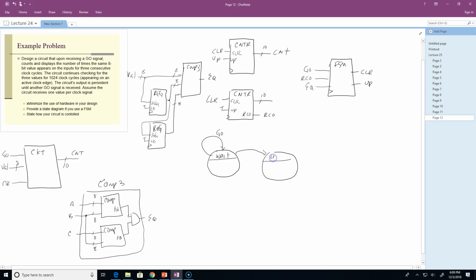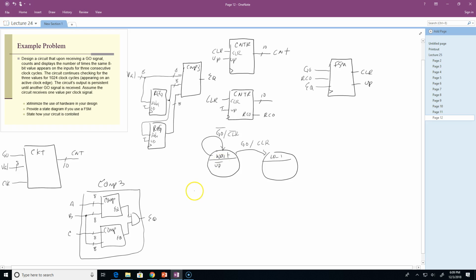I'm going to say LD1. Okay, here's my go. I'm going to put this down here as go not, clear not. So I get a go, I'm going to clear. I want the output persistent, so what am I going to do on this thing? Turn the up input off. So this is the up input. I want it persistent in the wait state, so I'm just going to make sure it's not counting. Okay, so it looks good.